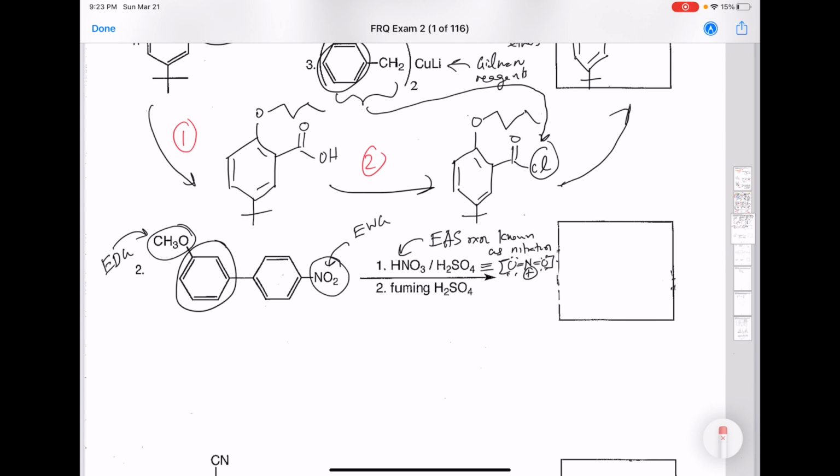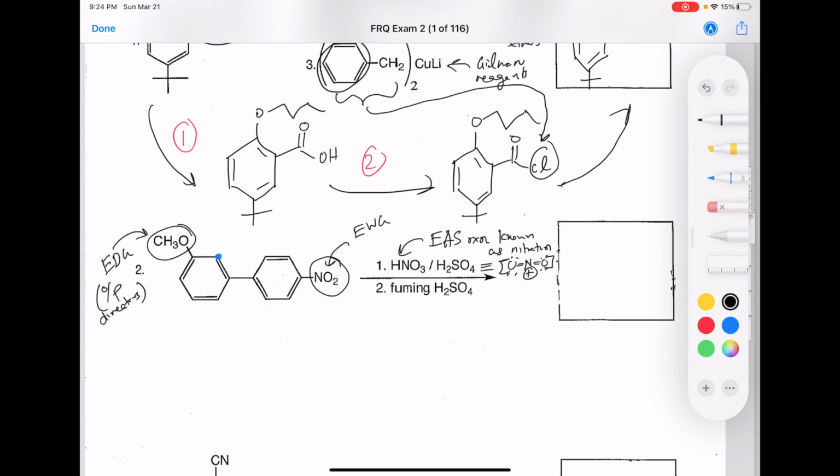But now the question is, which site on that ring are we going to place that NO2 group? And it turns out that electron donating groups are ortho-para directors. Because they are ortho-para directors, they will influence where the NO2 or the nitronium ion will be placed. So I'm going to label the ortho, and so this is para. These 2 are ortho. So the question is, where are we going to put it?